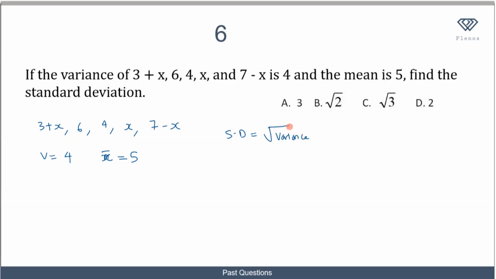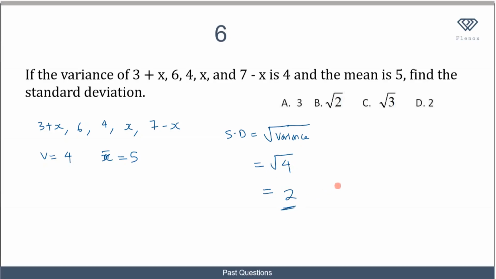So nothing concerns you with trying to figure out what the values of x are. Since you are given the variance, you can easily find the standard deviation. I was told that the variance is 4, so the standard deviation will just be the square root of 4, and our standard deviation is 2.